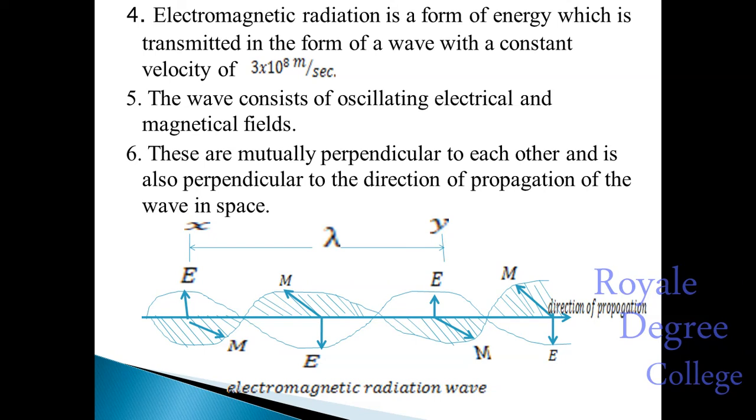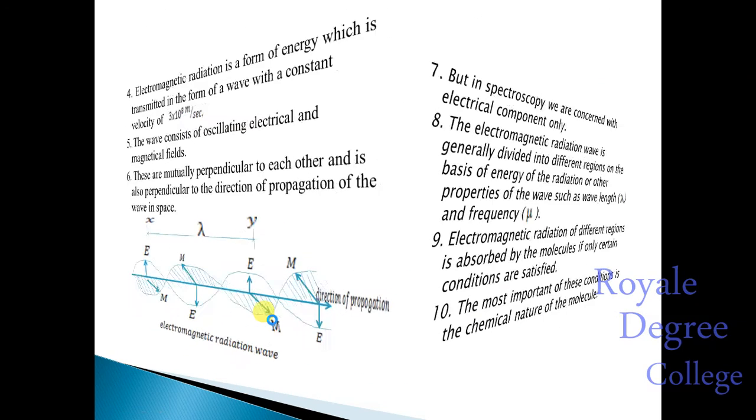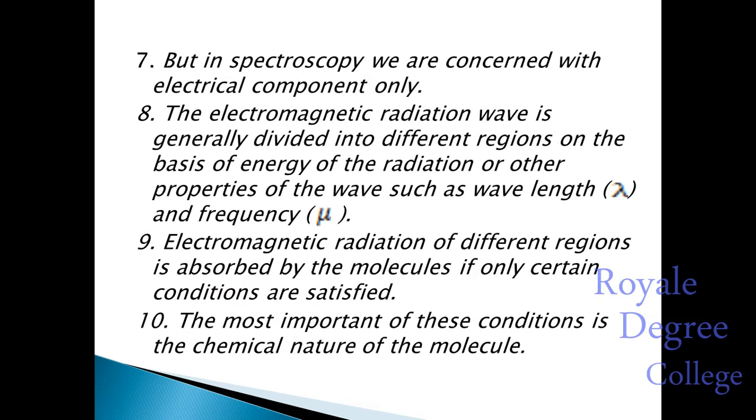And here, this particular electromagnetic wave, it consists of what? Oscillating electrical and magnetical fields. Both these fields, they are mutually perpendicular to each other and is also perpendicular to the direction of propagation of the wave in space. But in spectroscopy, we are concerned with electrical component only.